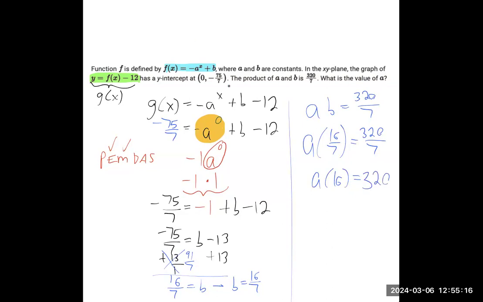So what did we do there? We multiplied by 7 here and here. It crossed out here. It crossed out there, leaving us with 16a equals 320. Divide that by 16, and you get a equals 20, and that's our answer.